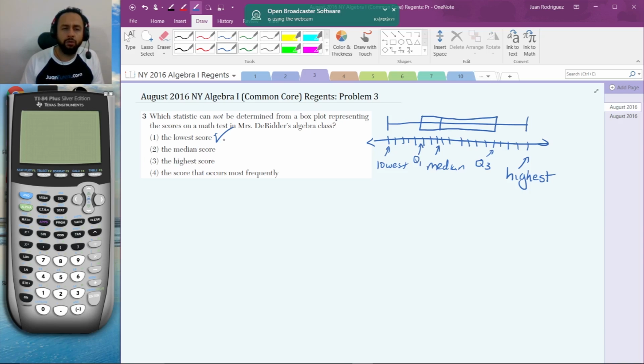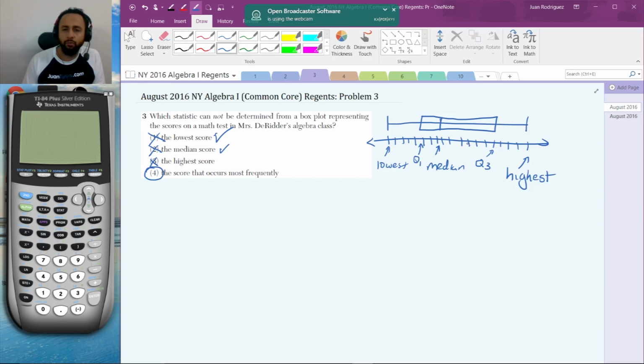Okay, so the lowest score can be seen, which makes this wrong. The median score is that line, so that is true. So that's not it. The highest score is again there, and then Q1 and Q3 are also the other scores that are visible directly from this graph. So this has to be then the answer, the thing that cannot be seen, the score that occurs most frequently.